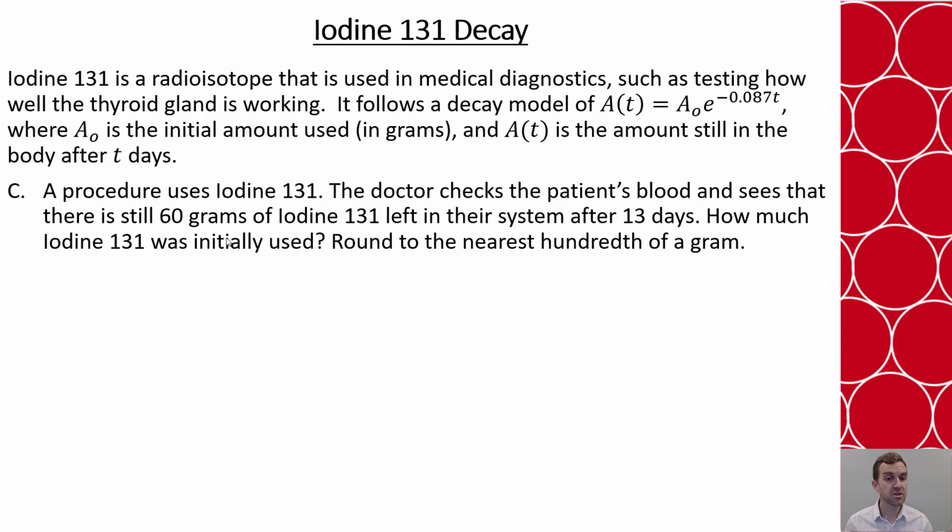Now let's look at one last problem. Say, again, the procedure uses iodine 131. The doctor checks the patient's blood and sees that there's 60 grams of iodine 131 left in the system after 13 days. And they want to know how much was originally used.